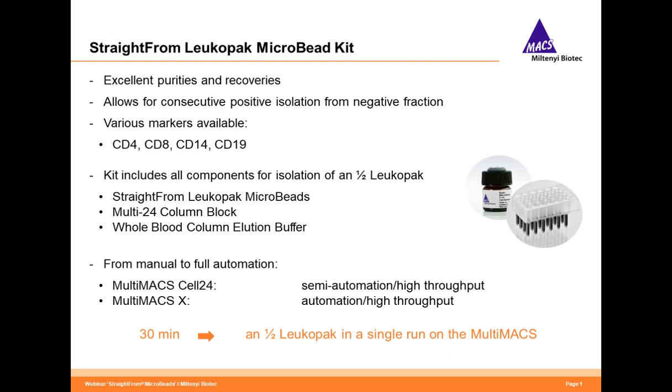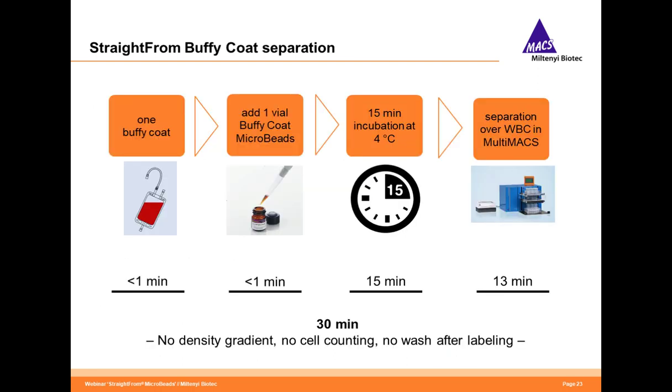And for the step from manual to full automation, we also provide the MultiMACS Cell24 for semi-automated separation, in case you are interested in high throughput and full automation. We would also have the MultiMACS X. So within 30 minutes, even from sizes like half a leukopak in a single run, you get your cells of interest out.